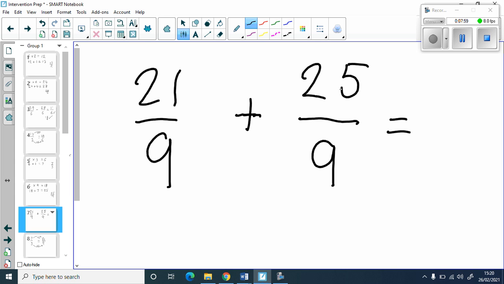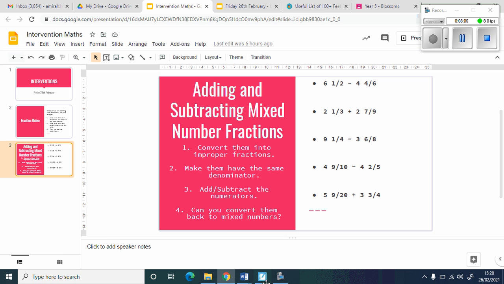Add that one. It's 46. And your denominator stays the same, and that's your final answer. And then again, remember, you can convert this into a mixed number if you like. There is a video on that to help you, but we're not going to worry about that too much today. So let's have a look at the next question then.